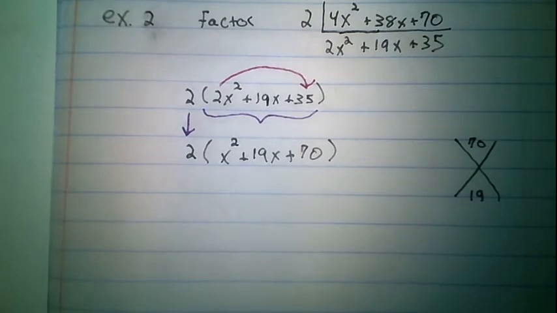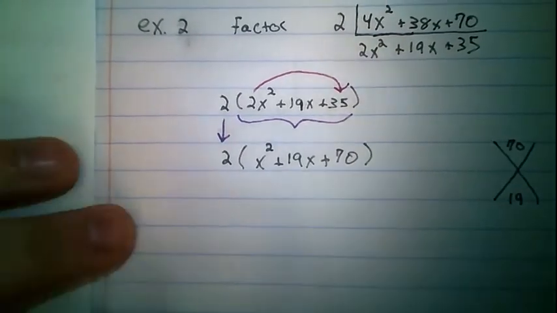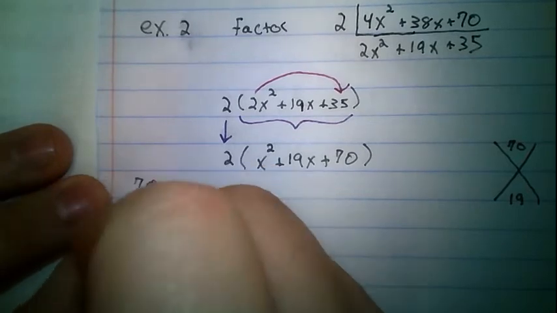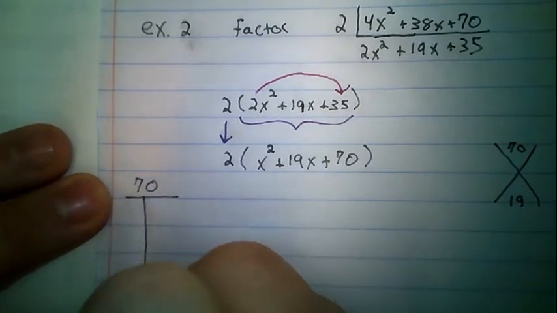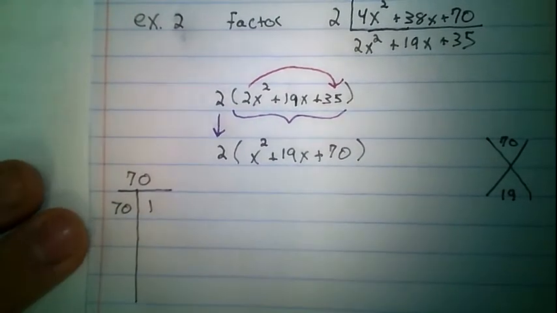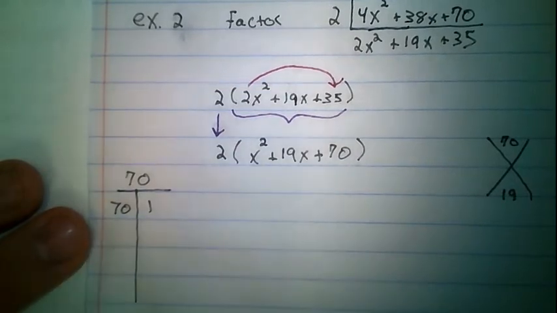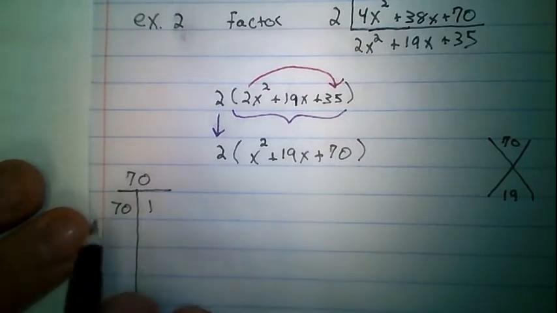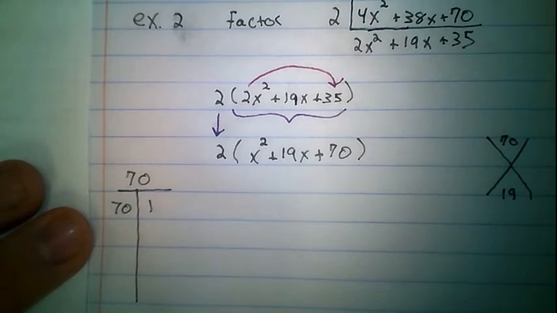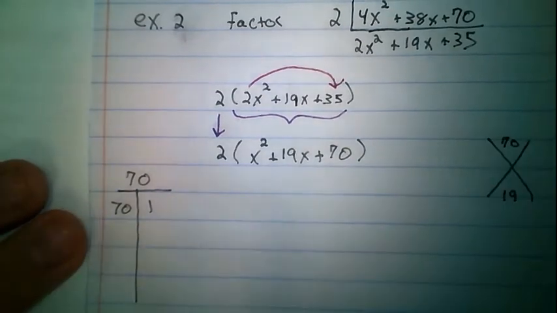So think about that one for a while. One thing that you can do that might help is to make a T-chart of factors. So numbers that multiply to 70 are 70 and 1. That's 70 plus 1 is 71, so that's not going to work. Now what you could do is divide this by some number and multiply that by some number, and they're still going to give you 70. So let me give you an example.